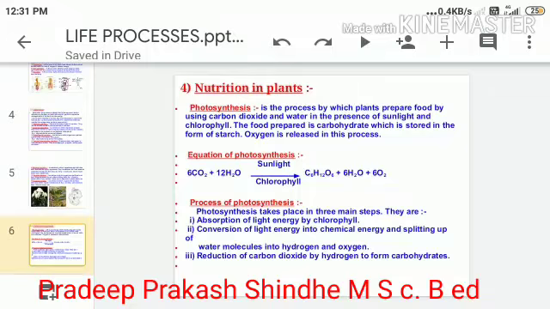So hence they will enter into the third step of this one, that is called reduction of carbon dioxide. Carbon dioxide will be reduced into carbohydrates with the help of hydrogen. So this is the third step, and this third step is also called the dark reaction.